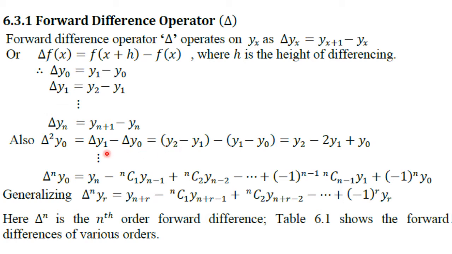So what is del y1? Del y1 is equal to y2 minus y1. And what is del y naught? Del y naught is y1 minus y naught. So the answer is y2 minus 2 y1 plus y naught.